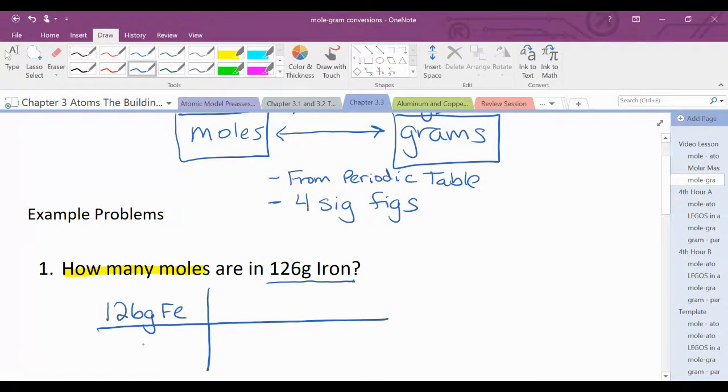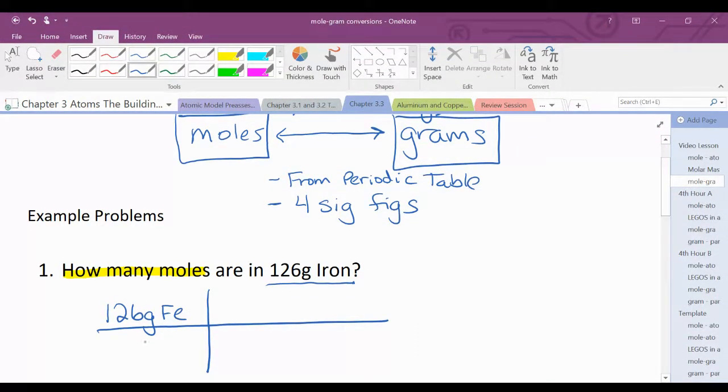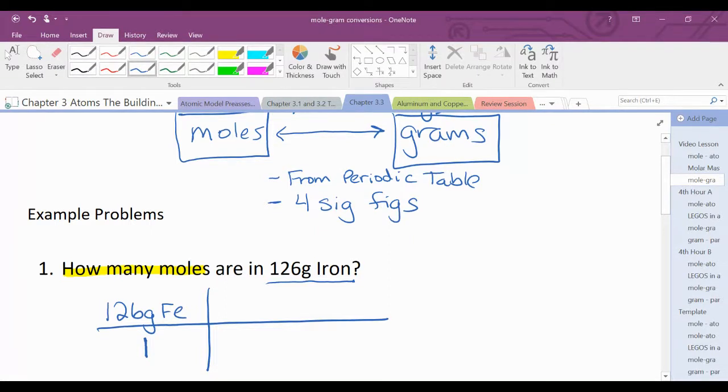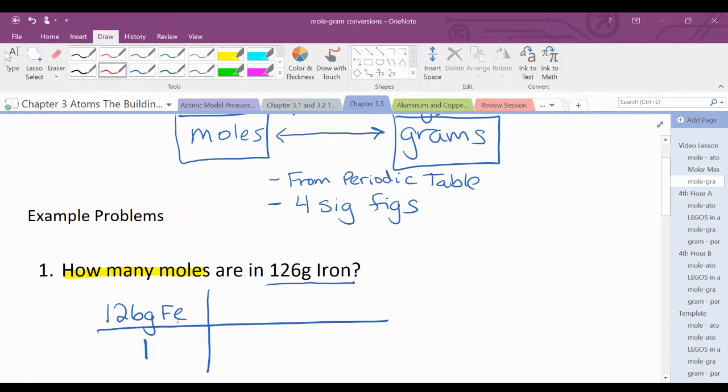Now I'm going to put a placeholder of 1 here, just so that you don't write anything there. That's just a placeholder. I set up my railroad tracks. Whatever units I put here, the units I start with should go down here.